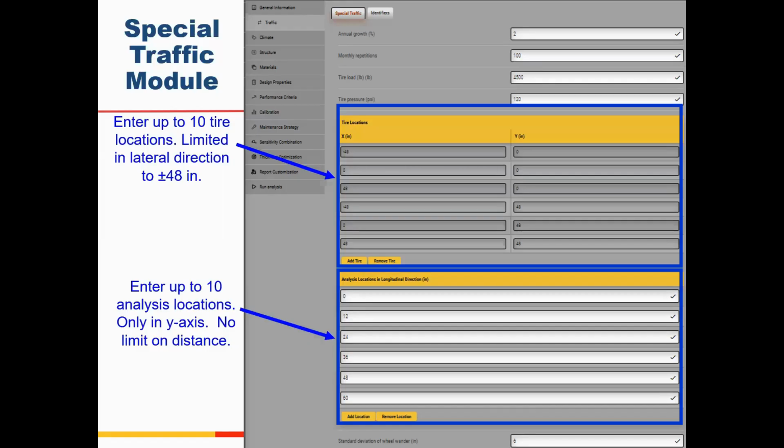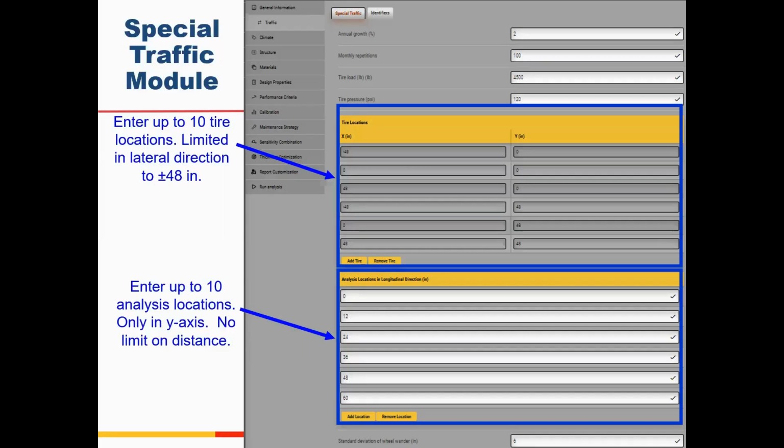And then as far as the analysis goes, you can only analyze or pick locations along the y-axis. You can't go laterally like the regular Julia analysis for the regular traffic module does. It has the fixed locations laterally and longitudinally. In this case here, you're just picking location.